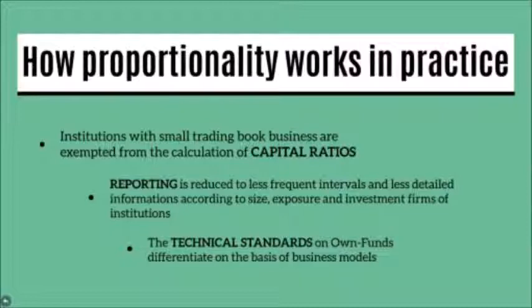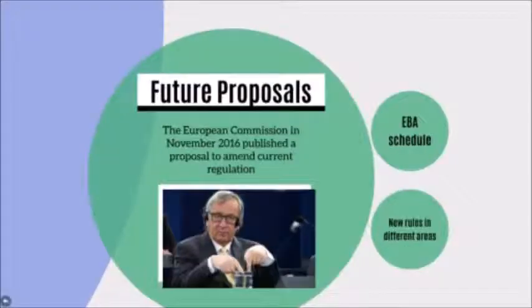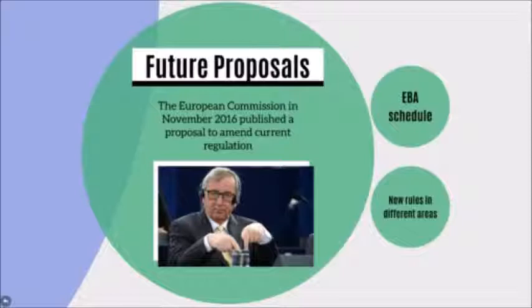Discrimination is based on factors such as size, material exposure, and investing firms. The technical standards on own funds differentiate on the basis of the business model. They apply specific requirements to cooperative banks. In particular, the fourth set of technical standards relates to the preferential and multiple distributions of non-joint stock companies. These institutions may determine a large exposures limit if the institution has eligible capital less than 6,000 million euros. This limit, however, must not exceed 100% of the institution's eligible capital.